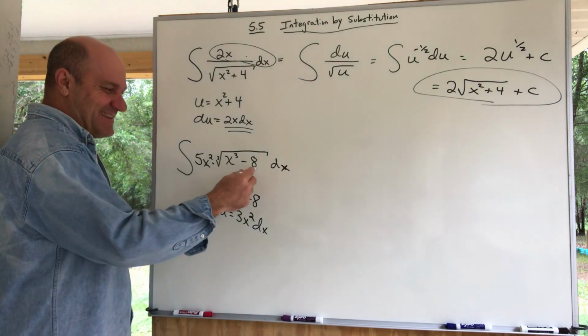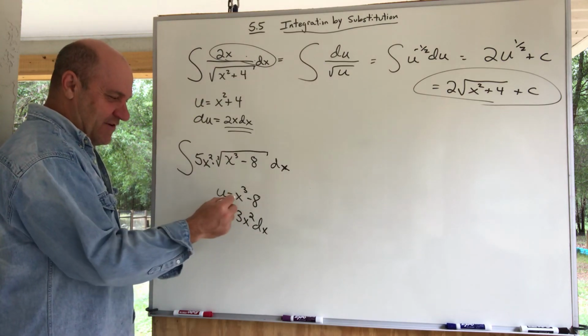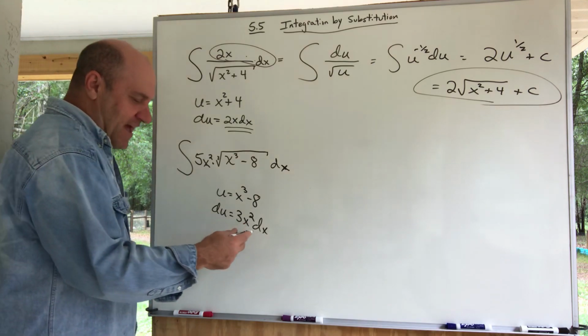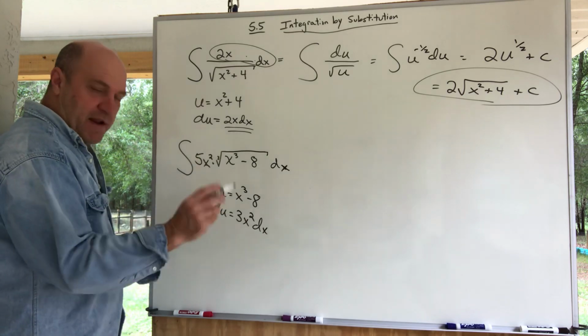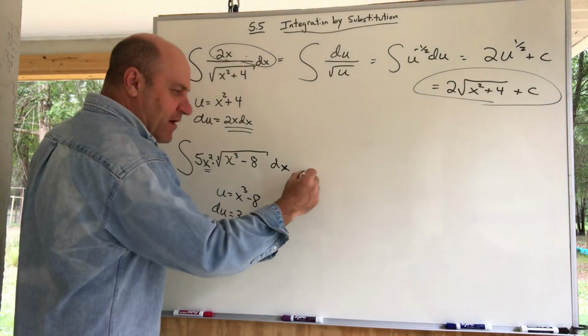u equals x cubed minus 8. du is 3x squared dx. I did the derivative, right? Okay, good. Is this working out? This one's not working out perfectly, but I'm pretty happy. I got this x squared out here. Well, here, let me help you.